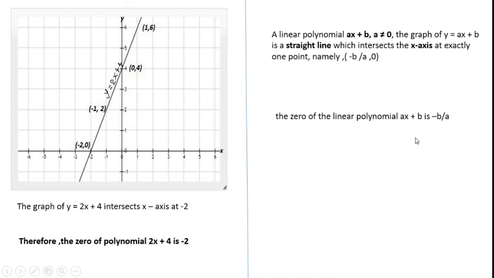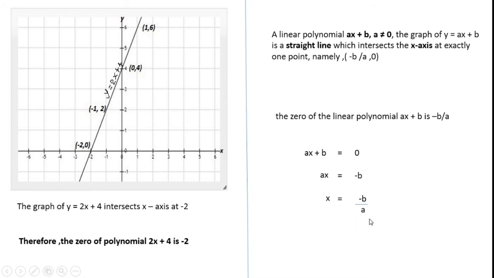How can we find this minus b by a? See, we can write ax plus b equal to 0. How can we write it this way? The zero of a polynomial means at which point this polynomial becomes 0. So we can write this polynomial equal to 0. Now we can find the value of x. So ax equals minus b, then x equals minus b by a.